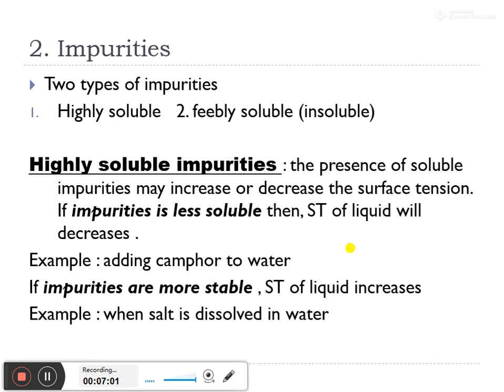The presence of soluble impurities may increase or decrease the surface tension. If the impurity is less soluble, then the surface tension of the liquid decreases. Example, adding camphor to water. If the impurities are more soluble, then we can say that the surface tension of the liquid increases. Example, when salt is dissolved in water.